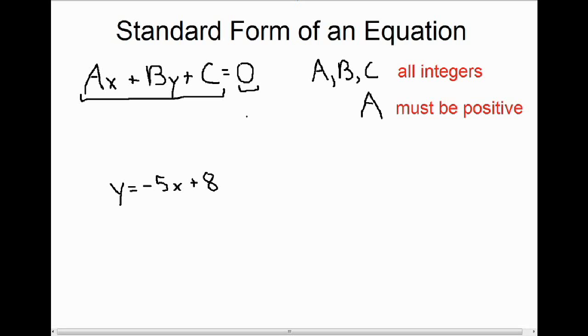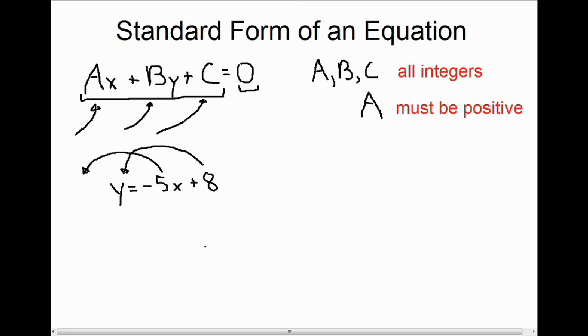That's why we have 0 there. So we're going to bring this x term over to the other side of the equal sign, and we're also going to bring this plus 8 over. Now another thing you'll notice in standard form is our x term always comes first, then our y term, and then, if there is one, our number.